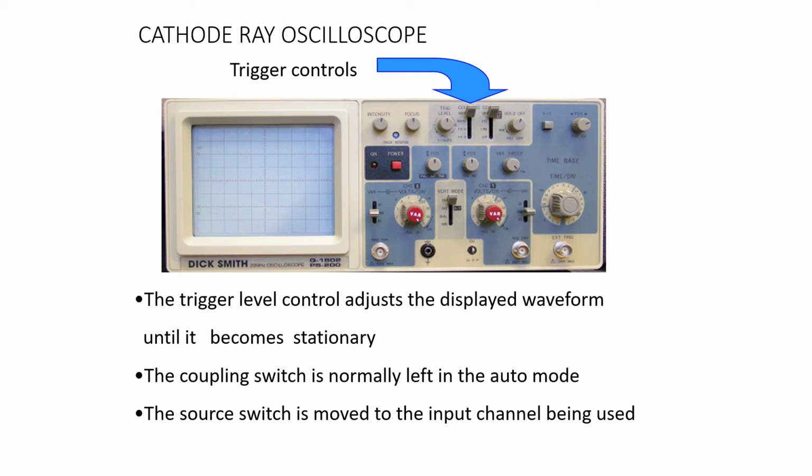Next, the trigger controls. The trigger level control adjusts the displayed waveform until it becomes stationary. We have seen the need for stationary waveforms, or the conditions for stationary waveforms. So the trigger level control can be adjusted so that the waveforms are stationary. The coupling switch is normally kept in auto mode. The source switch is moved to the input channel being used.